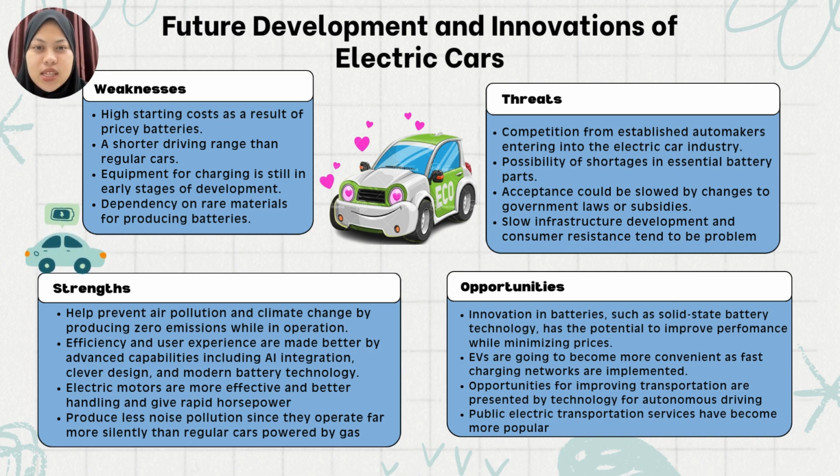Equipment for charging is still in its early stages, particularly in rural areas. Drivers often have to plan their routes carefully to avoid running out of battery. Battery production relies on rare materials like lithium and cobalt, which raises concerns about sustainability and ethical sourcing.